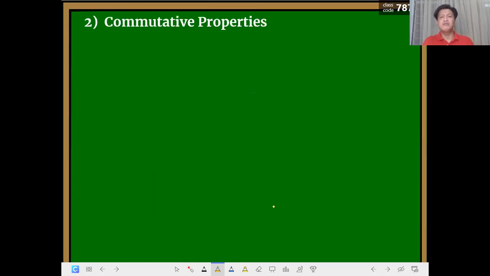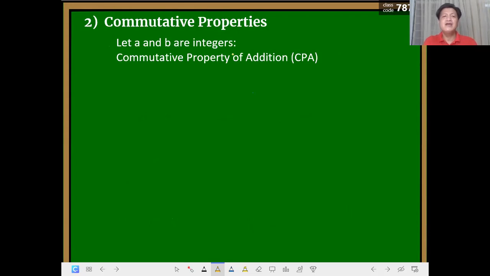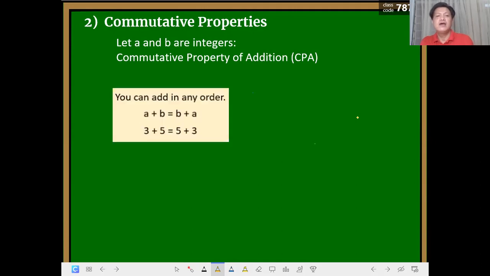Okay, so with that, let's proceed now to commutative properties. When we say naman na commutative property, let A, B be integers. So meron tayong tinatawag na commutative property of addition, or we call that CPA, the acronym. Meaning to say, ang ibig sabihin naman nitong property na to ay, you can add in any order. So A plus B is equal to B plus A. So obserbahan natin yung ating equation, or yan yung susundan nating pattern.